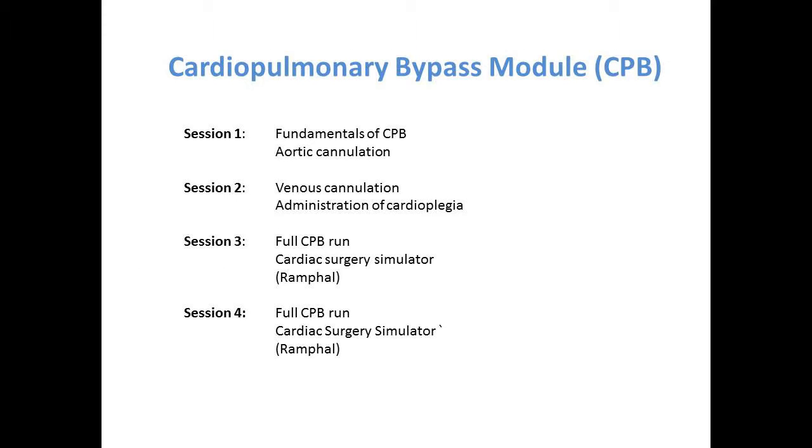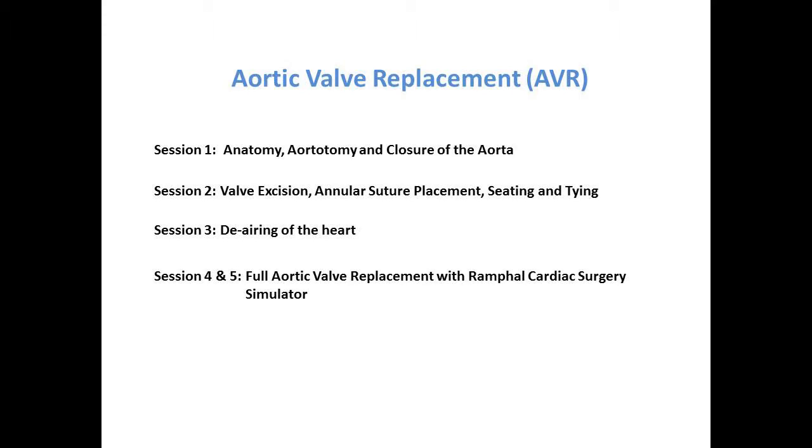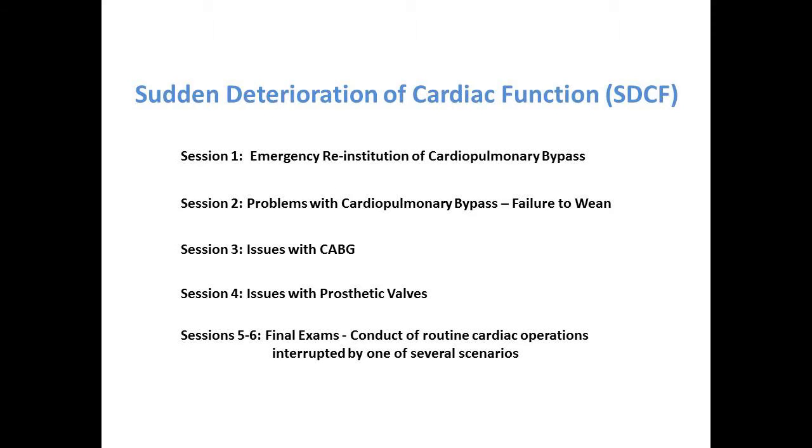Just quickly, these are the breakdown for each of the 6 modules: a 4-week session for cardiopulmonary bypass with venous cannulation, aortic cannulation broken down; a 5-week session for coronary artery bypass grafting with both proximal and distal; a 5-week session for aortic valve replacement, including a full session on de-airing the heart; sudden deterioration of cardiac function, which is again a 6-week session that ends up with almost a final exam where the resident can be exposed to any one of the variety of adverse events that he or she has been taught during the preceding weeks.